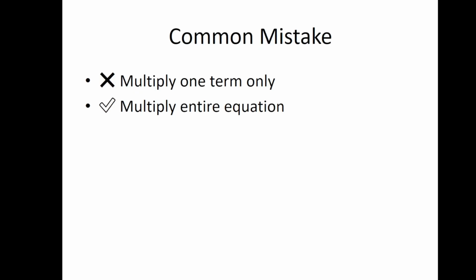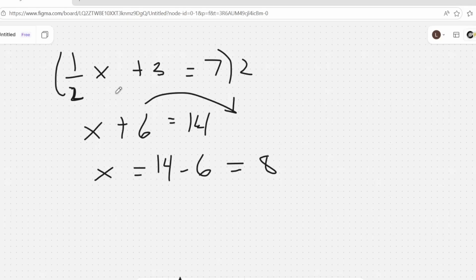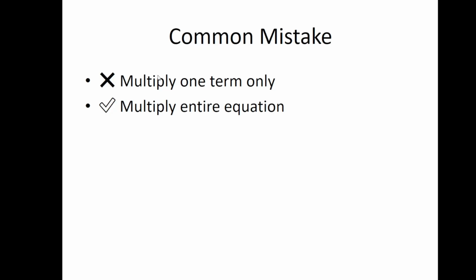Okay, next, a quick check. A common mistake is to multiply one term only. What we did is multiply the entire equation. We need to multiply the entire equation itself in order to find the right answer.